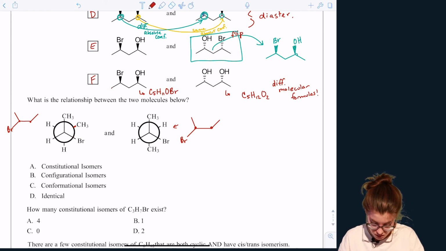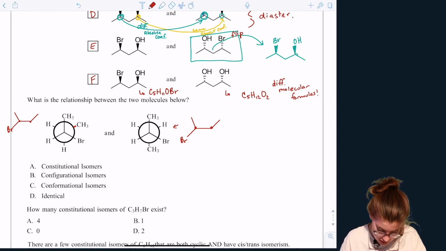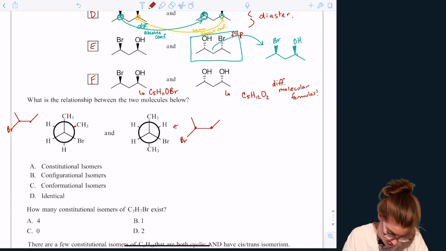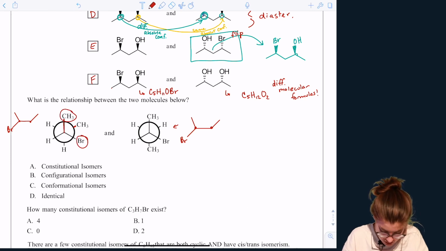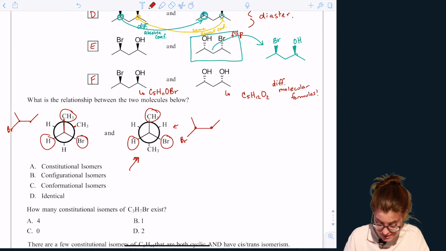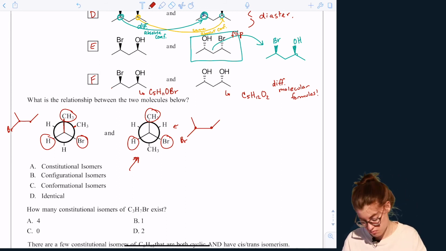So let's see, what else is the difference? Well, if everything's the same, the only other thing that we can really look at is where these groups on the Newman projection are. So here the methyl group is here, the bromine here, and there's a hydrogen there. Notice the front carbon on this Newman projection lines up exactly the same way. The methyl group on top, the hydrogen to the left, the bromine to the right.